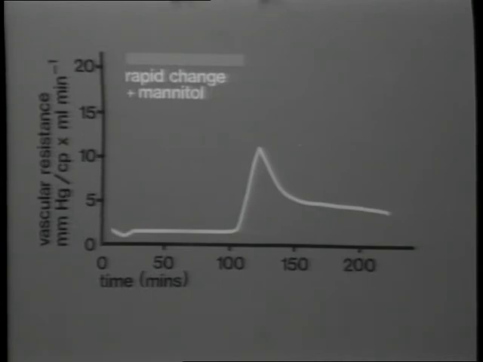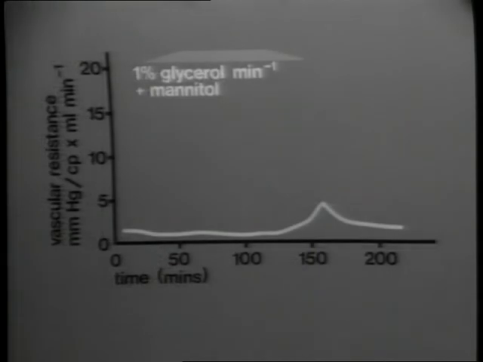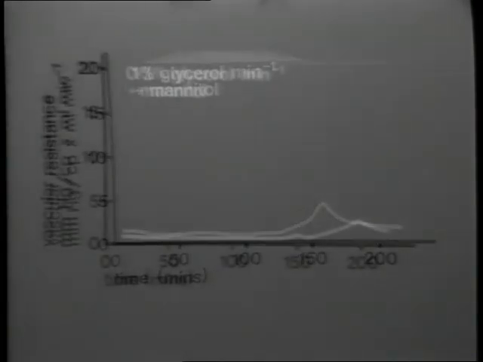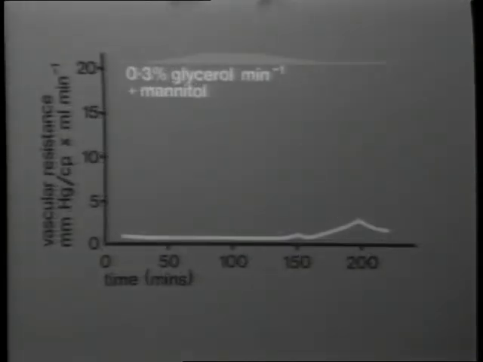It seemed logical that changing the glycerol concentration more slowly might produce less damage. We therefore repeated the experiment and changed the glycerol concentration at 1% per minute, as shown here, still keeping 100 millimolar mannitol in the perfusate. And you can see this did indeed result in a considerable improvement. And when the rate of glycerolization and deglycerolization was slowed still further, we got an even better result.